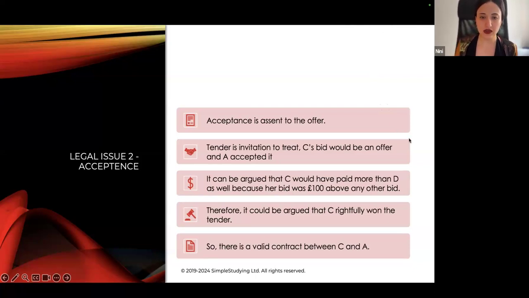It can be argued that C would have paid more than D as well, because her bid was £100 above any other bid. She said, I'm going to pay more than any other bid by £100. So even if her bid was not accepted, in any case, she would have submitted a higher bid than everyone else. So it can be argued that C rightfully won the tender, and there should be a valid contract between C and A.